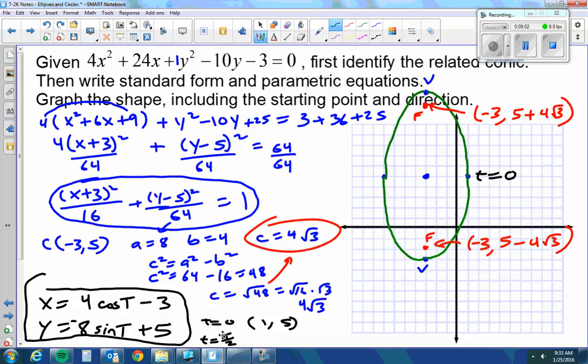I wouldn't use pi, by the way. Because, frankly, it's probably going to be over here, and you have no sense whether it went up to get there or down, right? So don't pick something too big. All right, now at pi over 2, cosine is 0, so you get negative 3 for the x value. Sine is 1, so you get negative 8 plus 5, which is also negative 3. So that means we're here. Negative 3 is here at time pi over 2. But that means our direction of travel is clockwise around that shape.